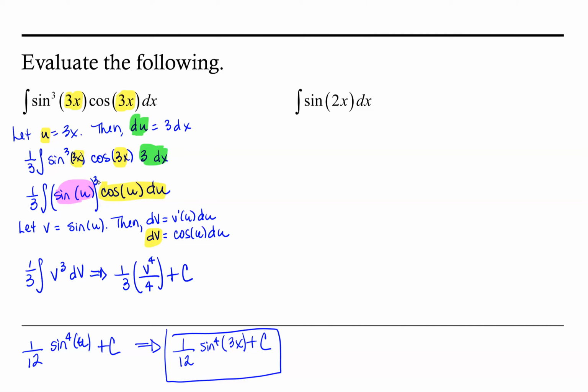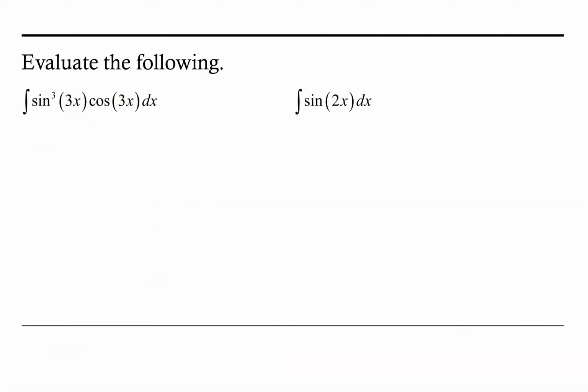So using 3x would work, but is there a different choice? And the answer to that is yes, there is a different choice. So let's take a look at that. So if I, instead of choosing u for 3x, instead I thought of this integral as the antiderivative of sine of 3x cubed times cosine of 3x dx.